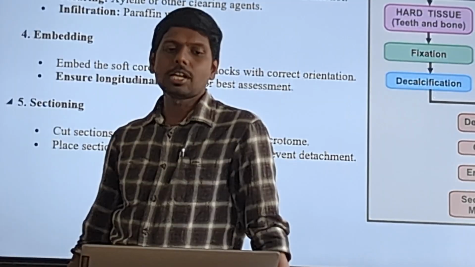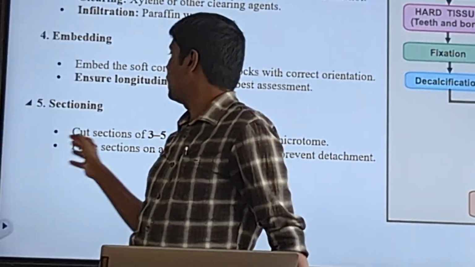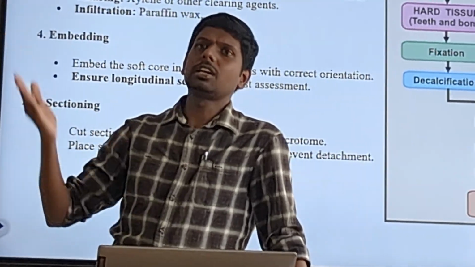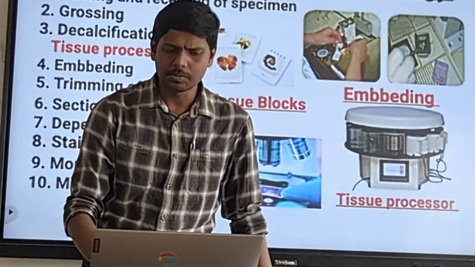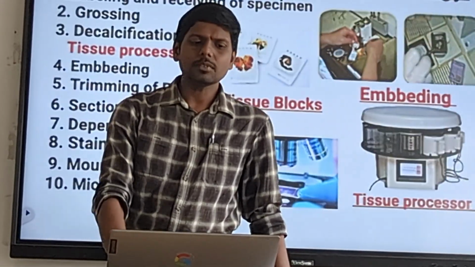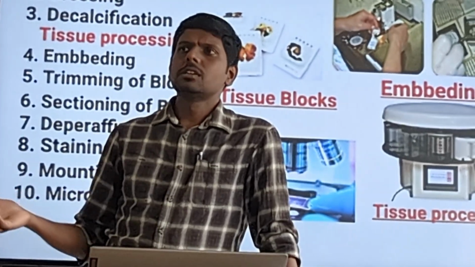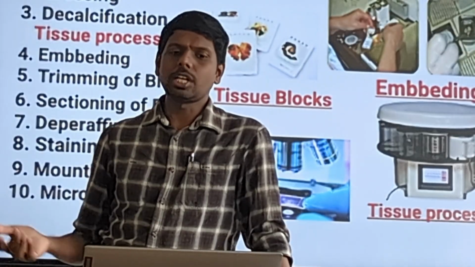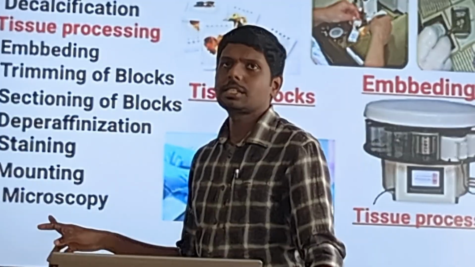Next, embedding. We made a block, embedding and block making. After block making, we went for the sectioning. We cut the slices, sections of bone marrow. Typical steps. After sectioning, we are going for staining. So staining, then mounting, and microscopic examination.